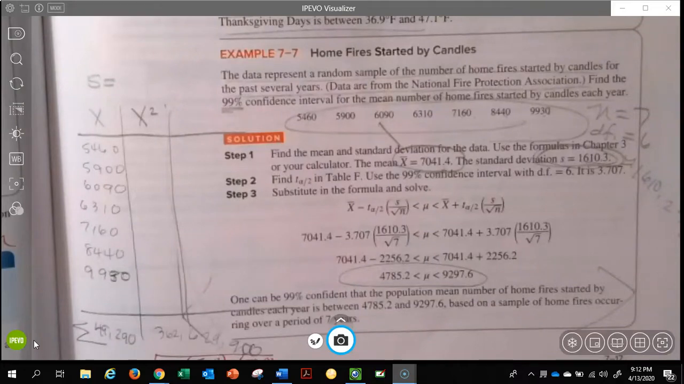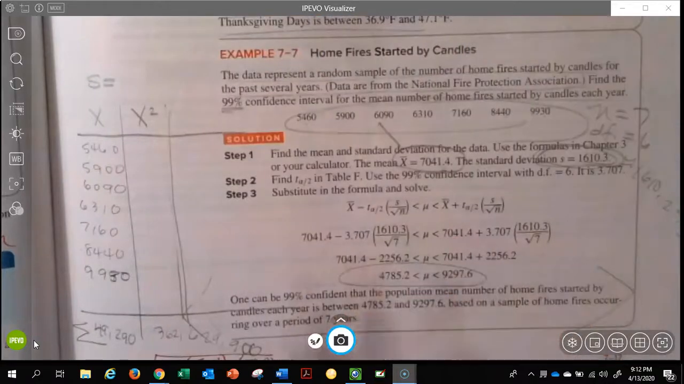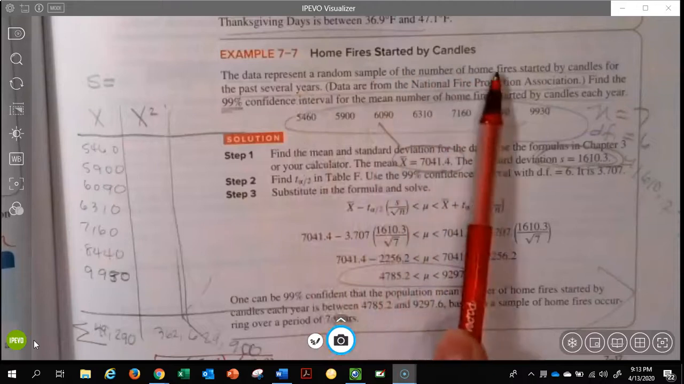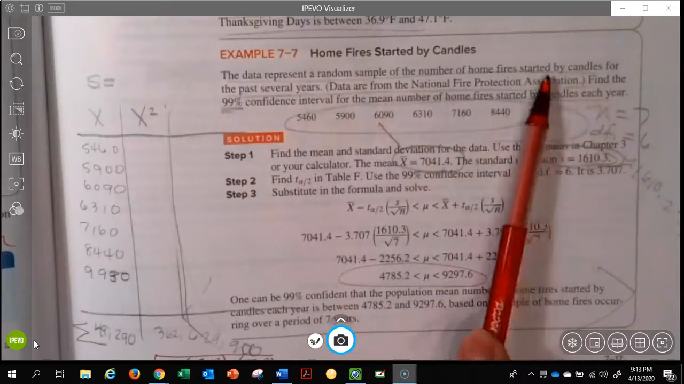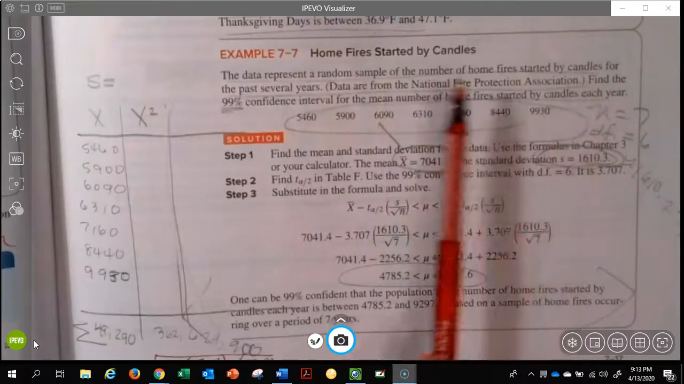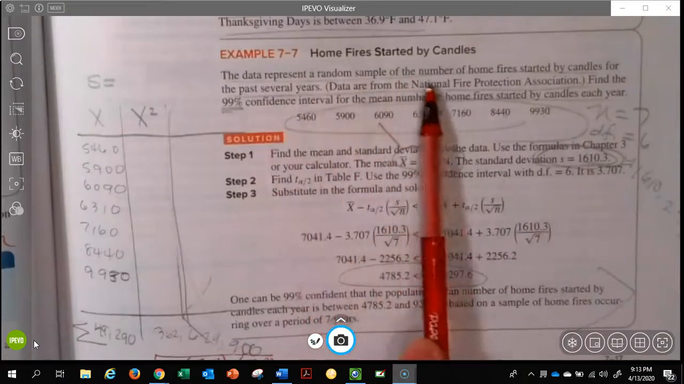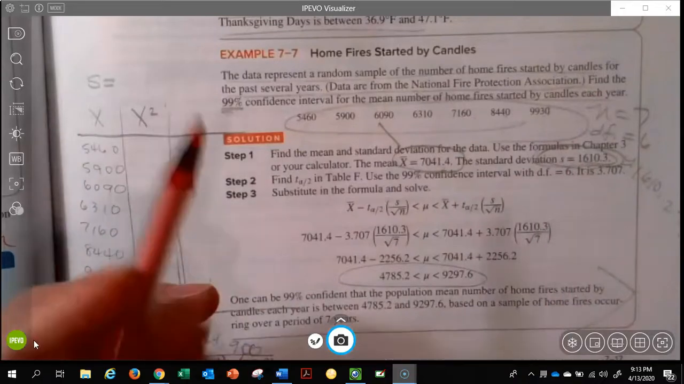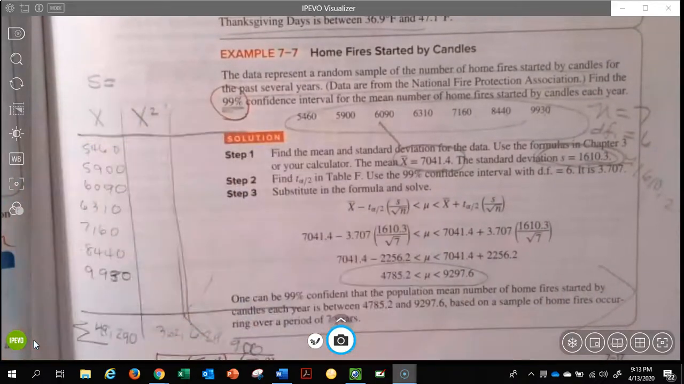Because when you get to the test, you've got to figure out which question it applies to, which formula it applies to, pick out pieces, pick out parts, what all is going on. Well, here's the last one in this section. We have data, a random sample, the number of homes started, fires in homes, home fires started by candles, over the past several years, and it's taken from NFPA.